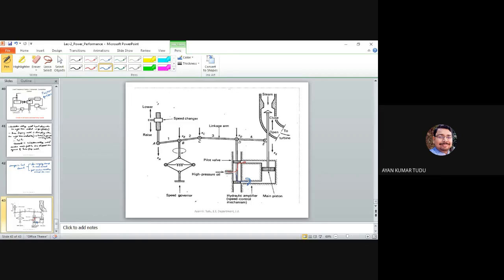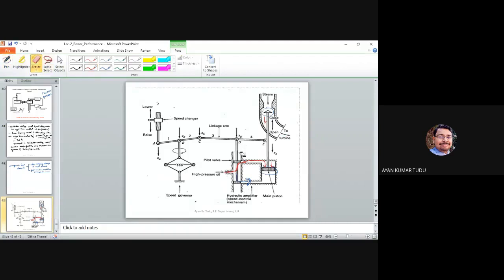Likewise, if the high pressure oil is entering this system, it is moving the main piston, and the main piston moves the steam valve. If high pressure oil is coming from this side, you can imagine it exerting pressure here, so the main piston goes down, and the steam valve is also going down. That means more steam is being allowed to the turbine.